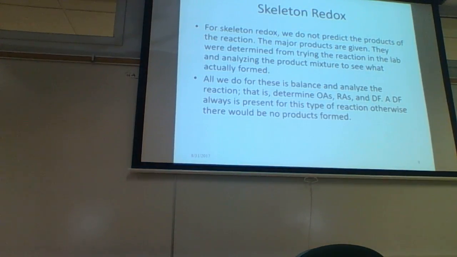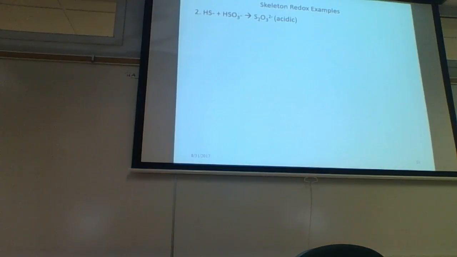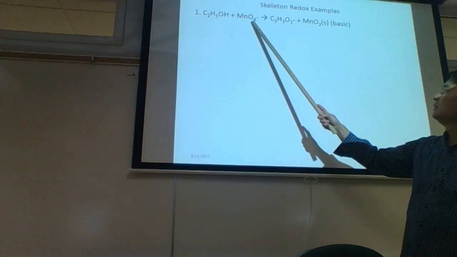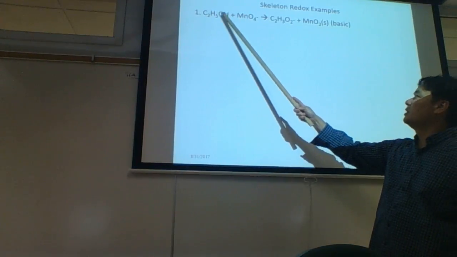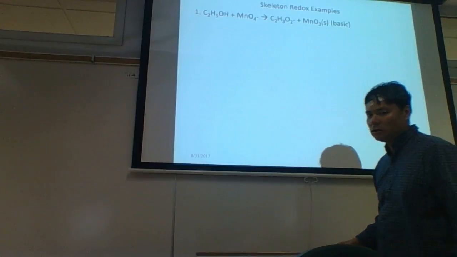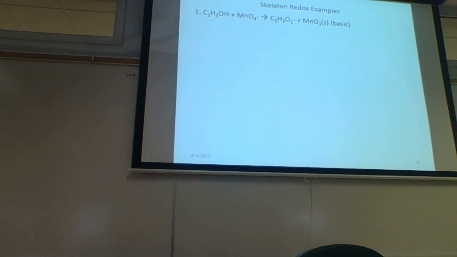For skeleton redox, we do not predict the products of the reaction. The major products are given. The reason the major products are given is because they just mixed it and see what happens. So here we're using ethanol to reduce permanganate. And so permanganate is going to be our oxidizer. Ethanol is electron rich. I told you about the way I do oxidation states is I like to do it based on structure.